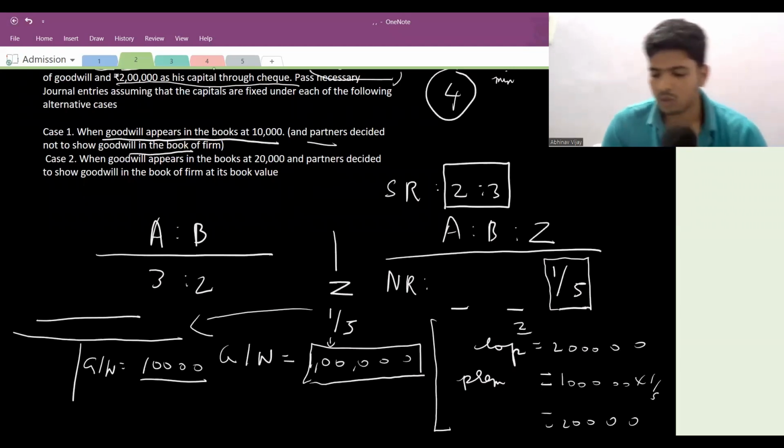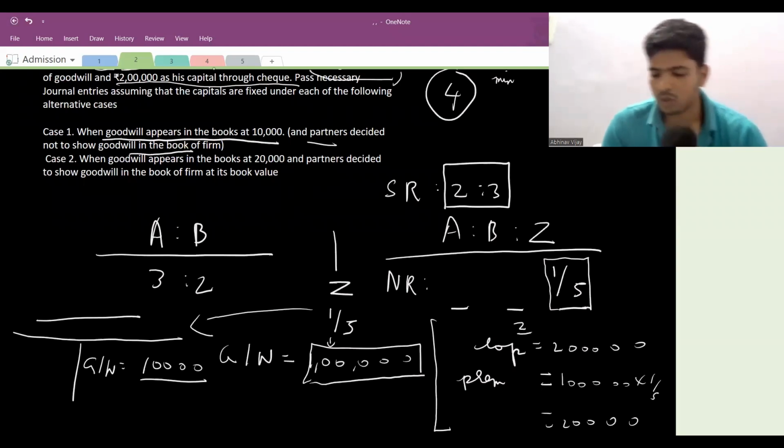But for now, premium for goodwill will be 80,000 into 1 by 5. Same thing, Z's share. Nothing else changes in the question. So 16,000. Also, we were writing off goodwill, but they said they want it to be kept in the books. So first entry, there's no entry, since goodwill is already there in the books and we don't have to touch it.